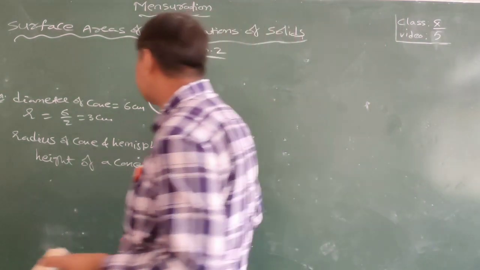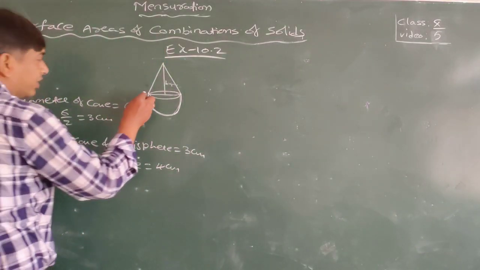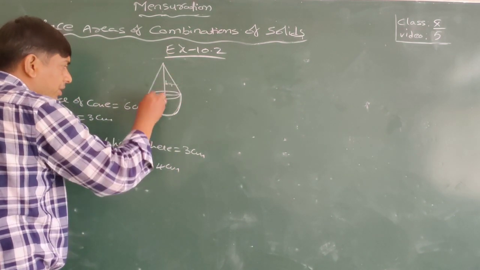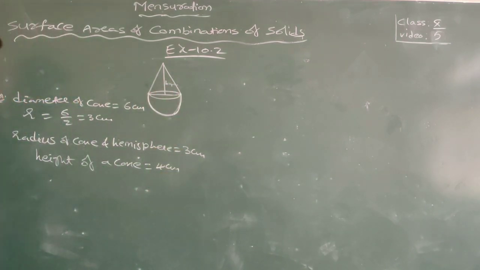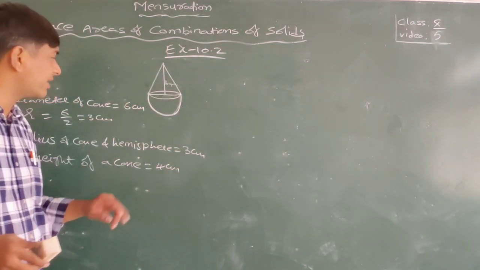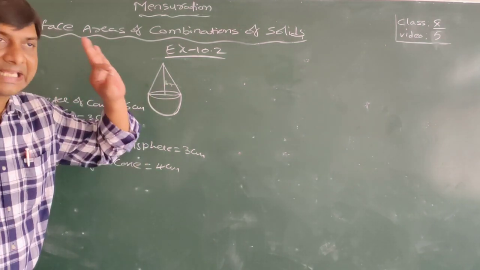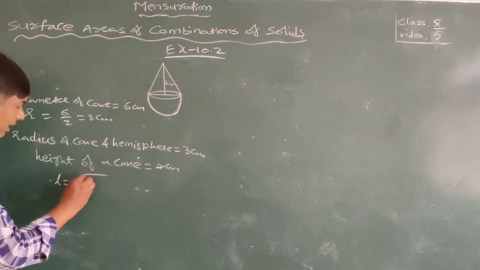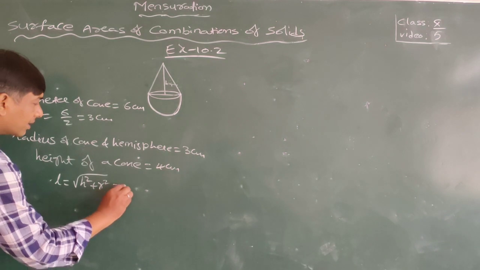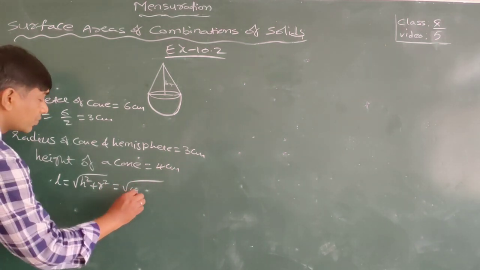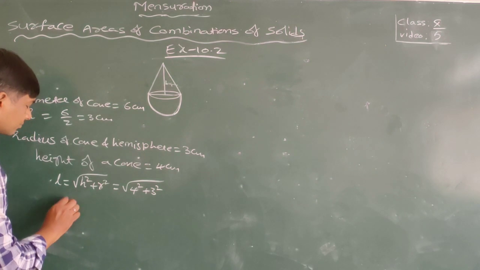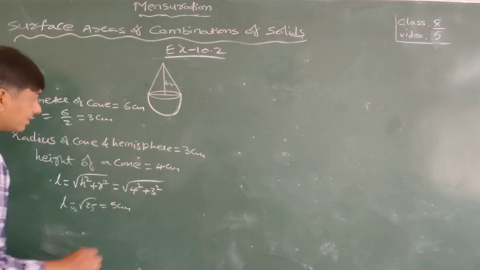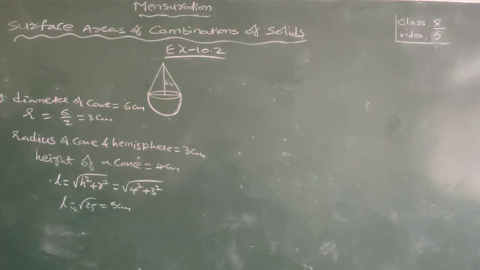So, the surface area of the object is equal to the CSA of the cone plus the CSA of the hemisphere. To find the CSA of the cone, what is the formula? It is pi r L. Do you have L? First we find L. L is equal to root of h square plus r square, which is root of 4 square plus 3 square. L is equal to root 25, which is 5 centimeters.